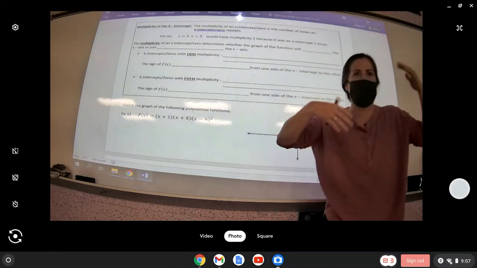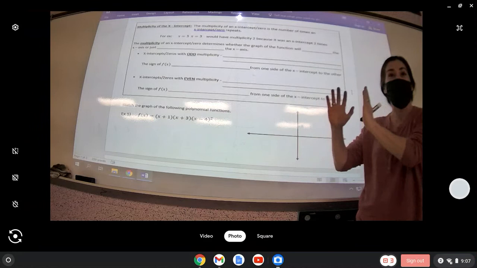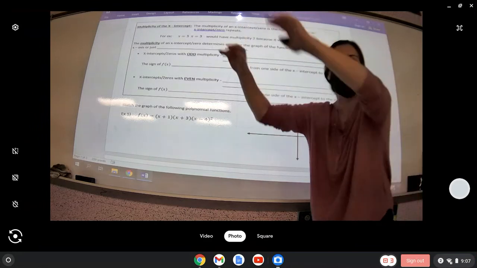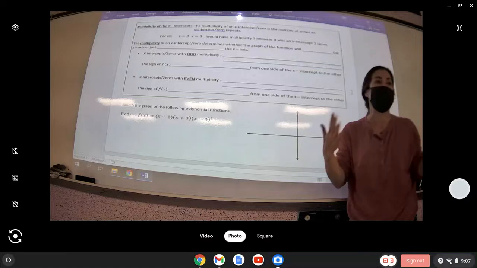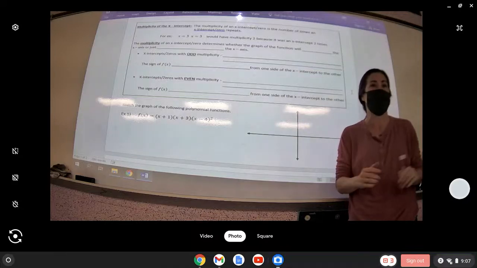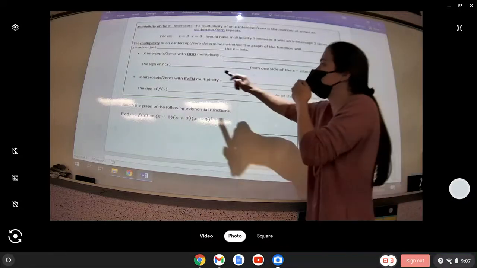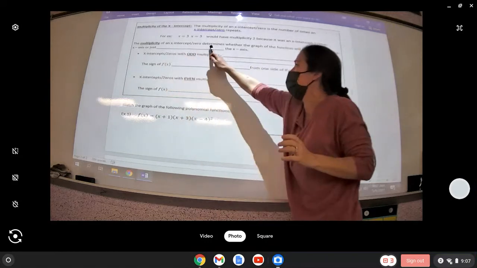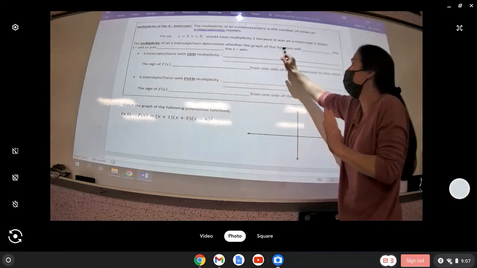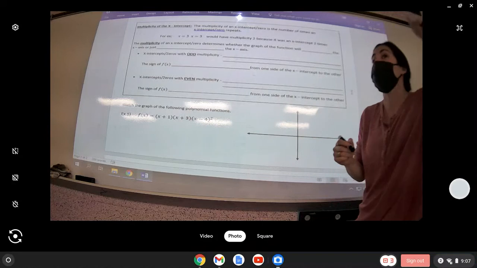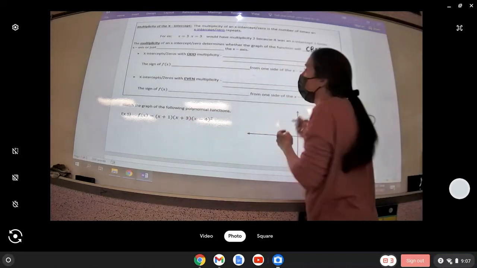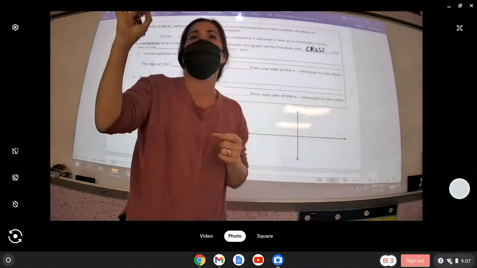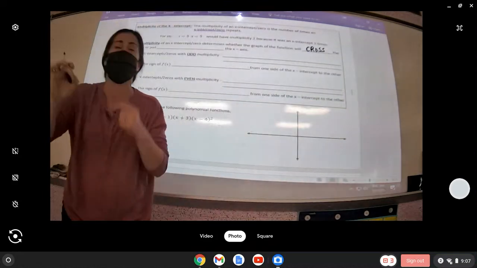So now we're going to start talking about that even and odd again. So you're going to have even and odd degree functions, but now you're also going to have even or odd multiplicities. So try to keep it straight. It definitely can get a little confusing. All right, so here are the rules. The multiplicity of an x-intercept, or 0, determines whether the graph of the function will actually still cross the x-axis, or will it just touch the x-axis, but not cross over.